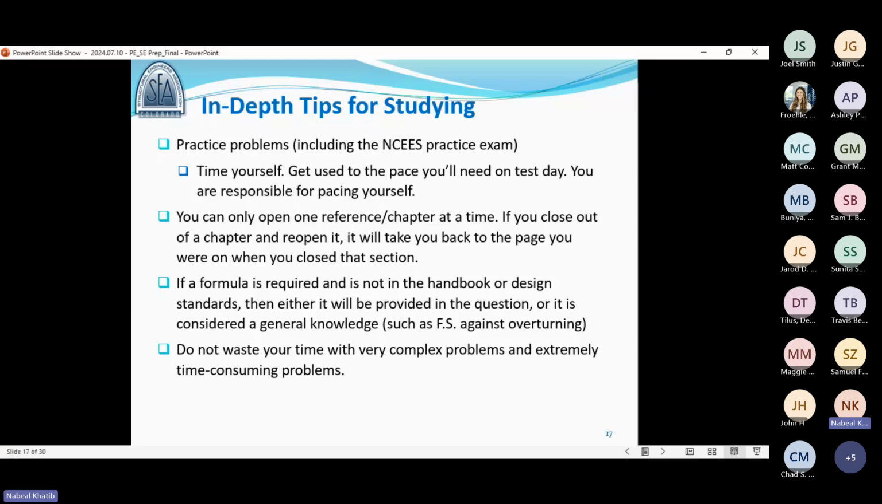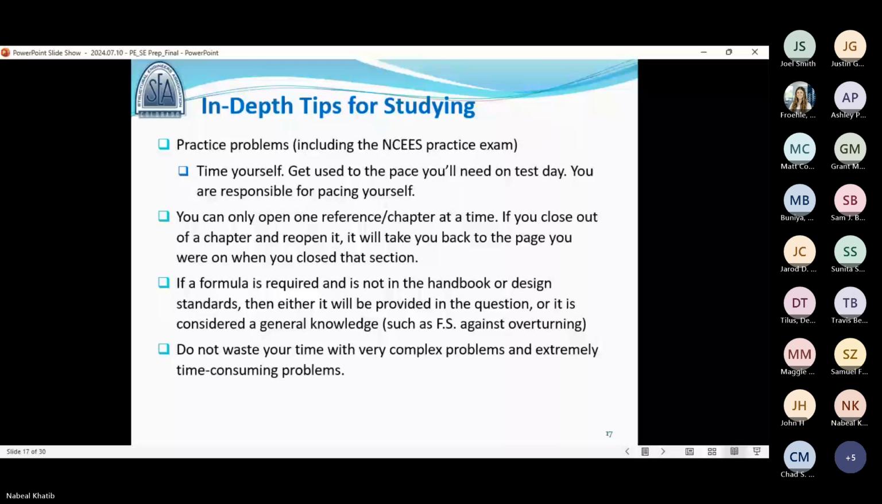It could be a factor of safety against overturning. It's not listed in the PE Civil Structural exam handbook, sorry. So therefore, you want to make sure that you know the basic information and basic formulas, how to use factor of safety against sliding, against overturning. How can I solve a statics problem where I need the reaction, and then take the reaction and probably do the maximum bending moment and design the concrete beam.